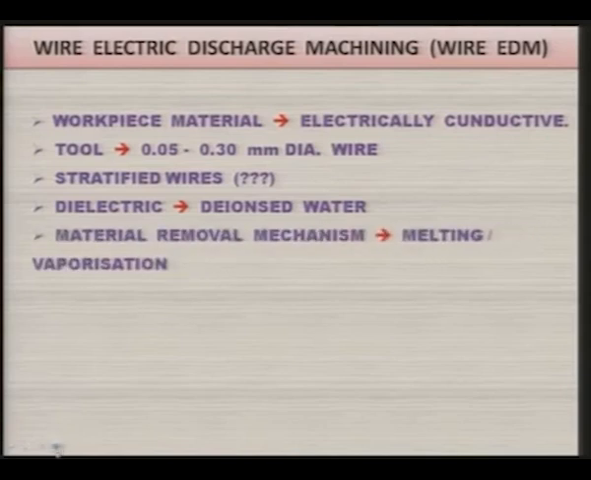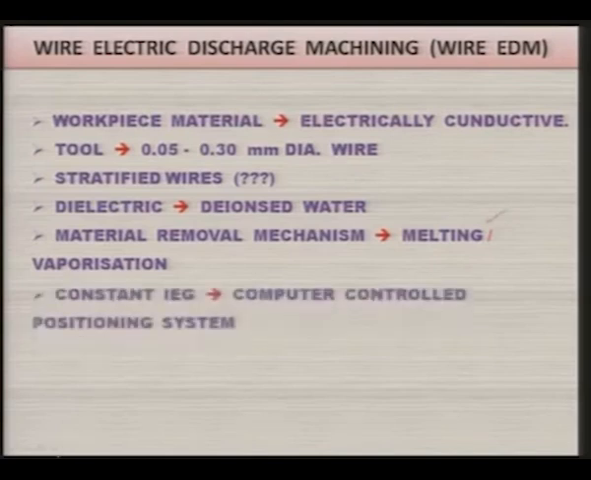The material removal mechanism in wire EDM remains the same as in electric discharge machining, that is melting of the material by the heat produced by the spark between the tool, in this case the wire, and the workpiece. Many times the temperature of the localized area where sparking is taking place is so high that it is not only melting, rather a part of the material gets vaporized from the tool as well as the workpiece. So, the mechanism we had in the EDM process remains the same in the wire EDM process also.